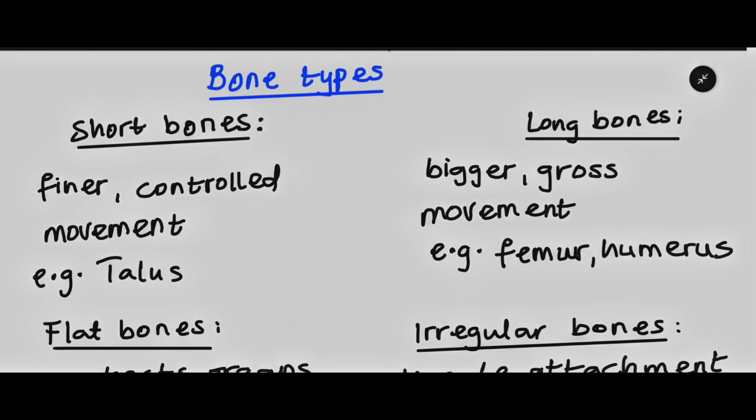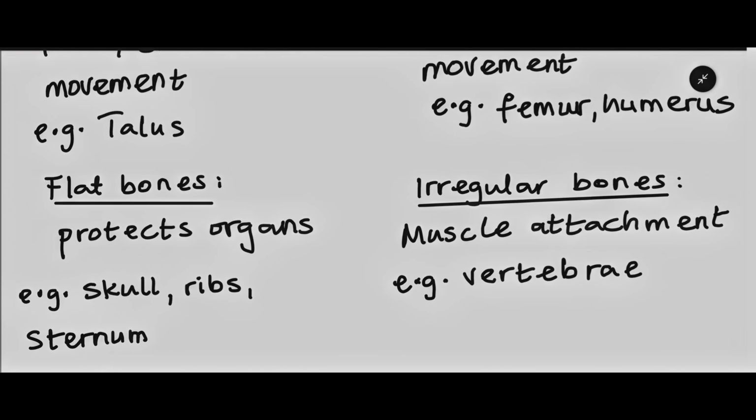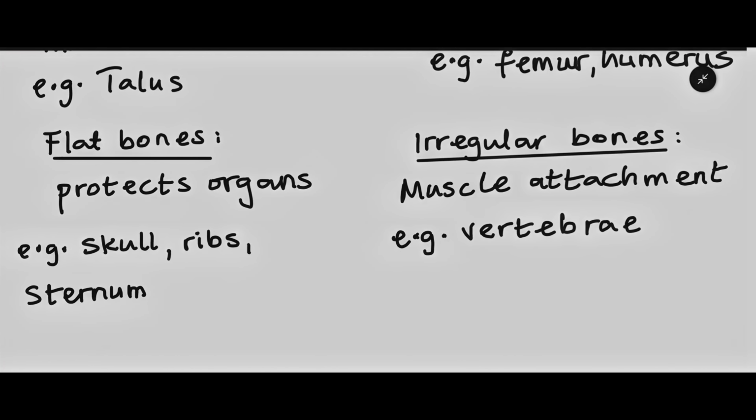These are the different bone types. We have short bones, which are important for fine, controlled movement. An example of a short bone is the talus. We have long bones, which are important for gross movements, or big, powerful movements, for example, the femur and the humerus. We have flat bones, which are important for protection of vital organs. For example, the skull protects your brain, and the ribs and the sternum protect your lungs and your heart. And we have irregular bones, which are important for muscle attachment. For example, vertebrae have a very irregular shape. They probably look something like this, a bunch of different areas for muscle attachment.